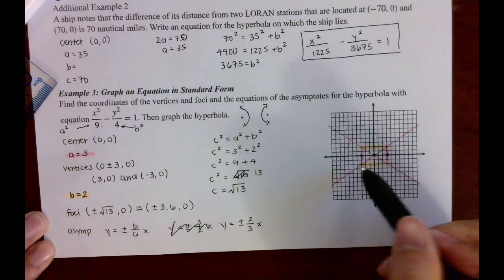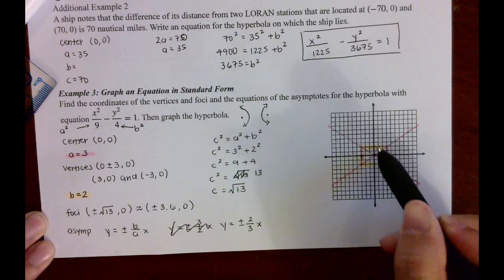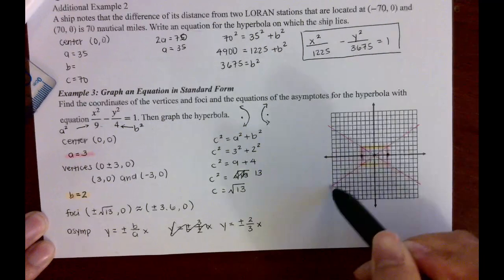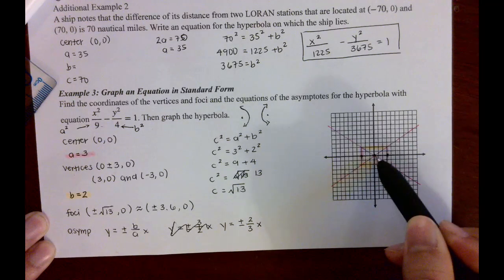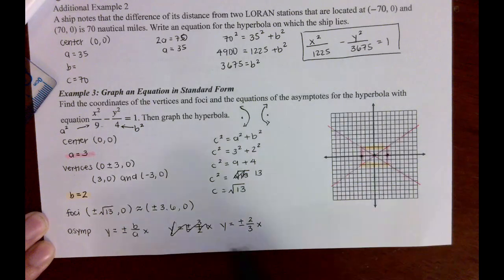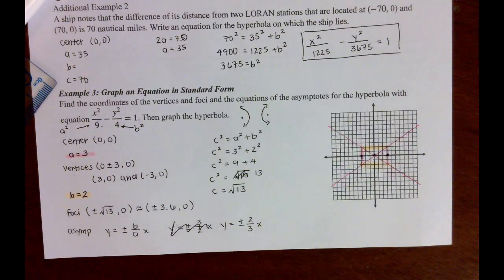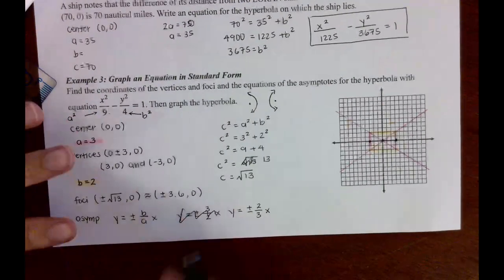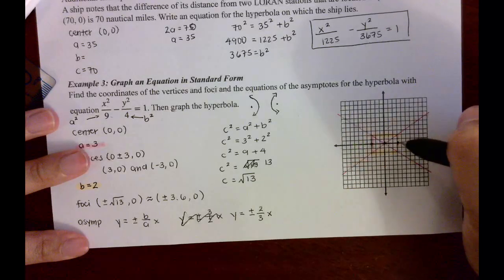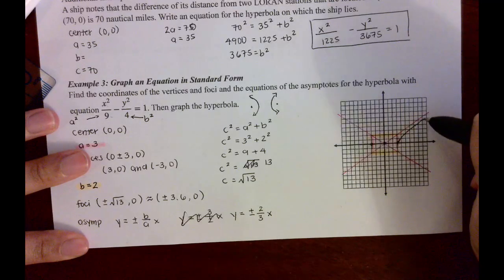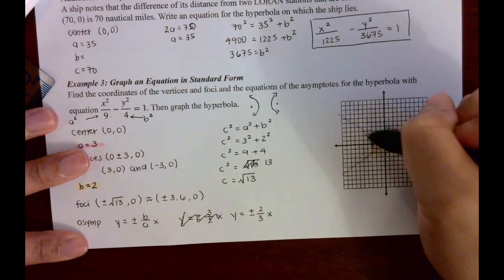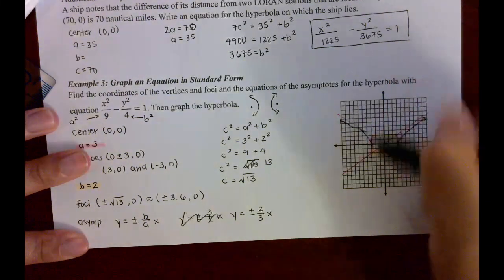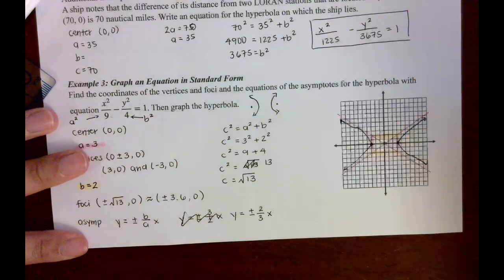Right, because you can see for this one, it's up 2, right 3, up 2, right 3, up 2, right 3. That gives this asymptote. And for this asymptote, it's down 2, right 3, down 2, right 3, down 2, right 3, which is that negative 2/3. Okay? And then all I have to do, starting with my vertices, is go towards the asymptote, but never touch it. And that's as good as I need your graph to be.